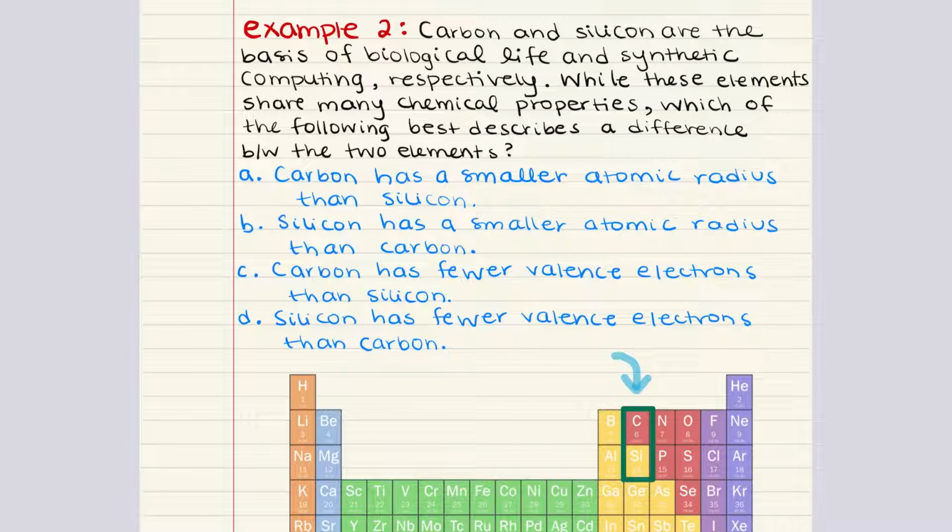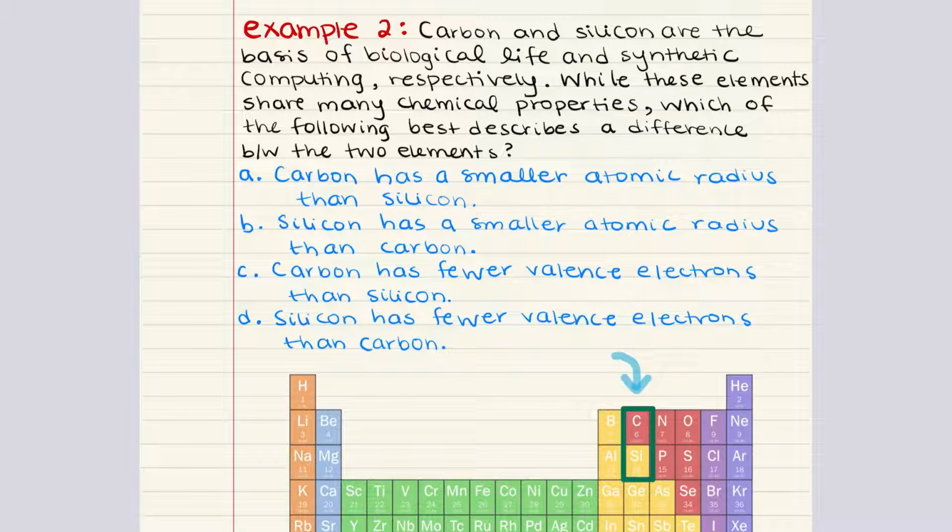Carbon is located in group 14, period 2, while silicon is in the same group, group 14, but it's in period 3. Being in the same group means that they share some chemical properties, such as having the same number of valence electrons. However, being in different periods indicates differences in their physical properties. Something like atomic radius would be different here based off of a comparison of their periods.